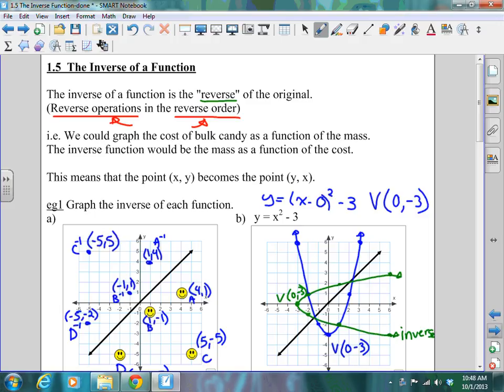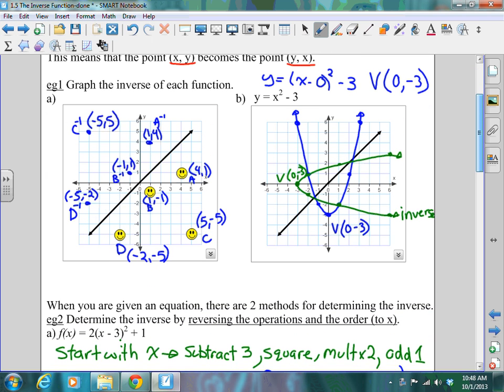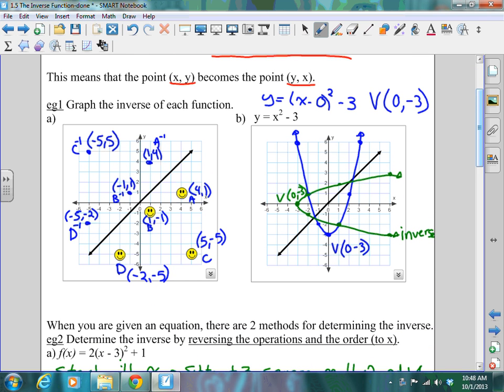Okay? We could graph the cost of bulk candy as a function of mass. The inverse would be the mass as a function of the cost. This means that the point (x, y) gets switched and becomes (y, x). Okay? So if you're graphing data points, ladies and gentlemen, on a graph and you're asked to find the inverse, for example, here's my smiley face at A and it's at (0, 4). Flip x and y, or switch x and y, it becomes (1, 4). Same with B. If you have (1, -1), you take the inverse of it and it becomes (-1, 1).